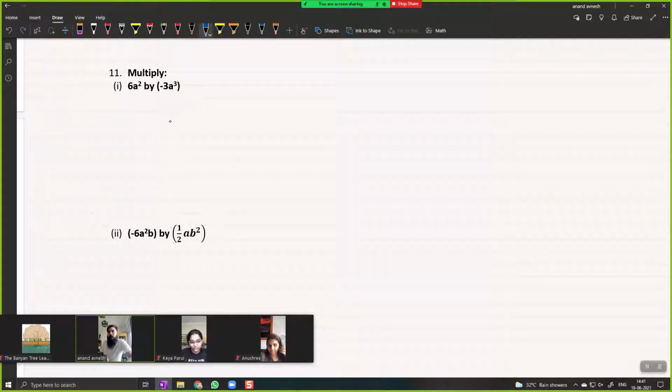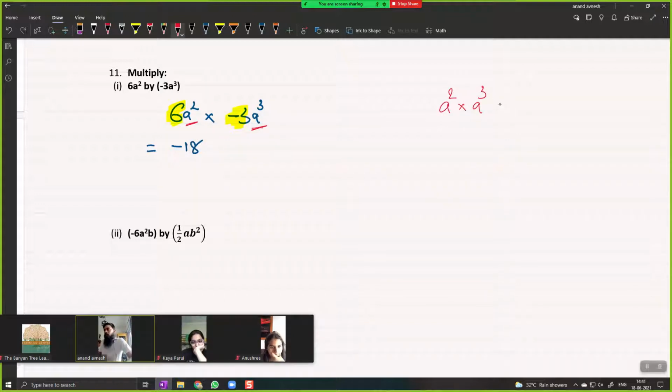So first thing is multiply 6a square by minus 3a cube. What you do first is you multiply the numbers separately. So 6 3s are minus 18. And then you multiply the variables a square and a cube. Now I'll directly write the answer, but I'll show you the steps over here. A squared multiplied by a cube is equal to a raised to 2 plus 3, which is a raised to 5.